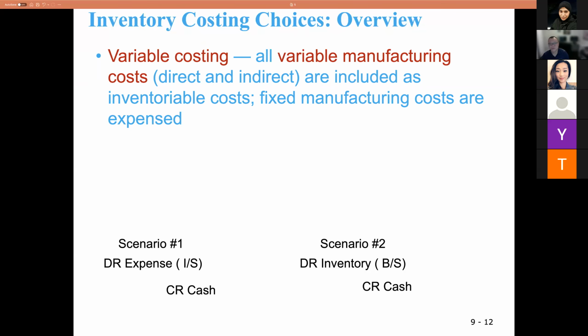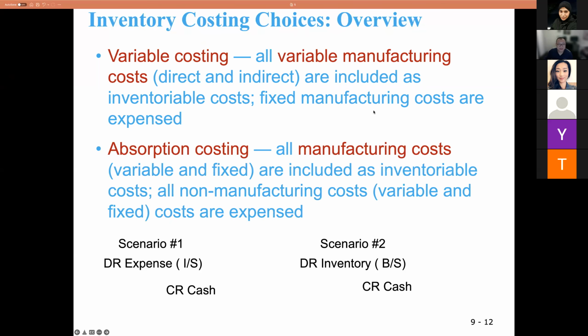Here for variable costing, you treat fixed manufacturing overhead cost as expenses, which is a period cost, not a product cost. Okay, so I will say that again. Under variable costing, you treat fixed manufacturing overhead cost as a period cost. So that goes to the expenses, and goes to the income statement right away.